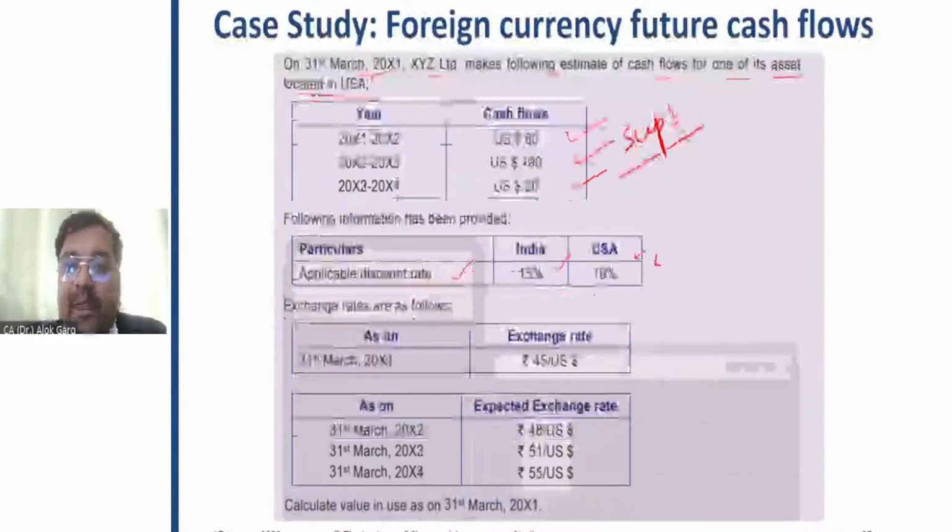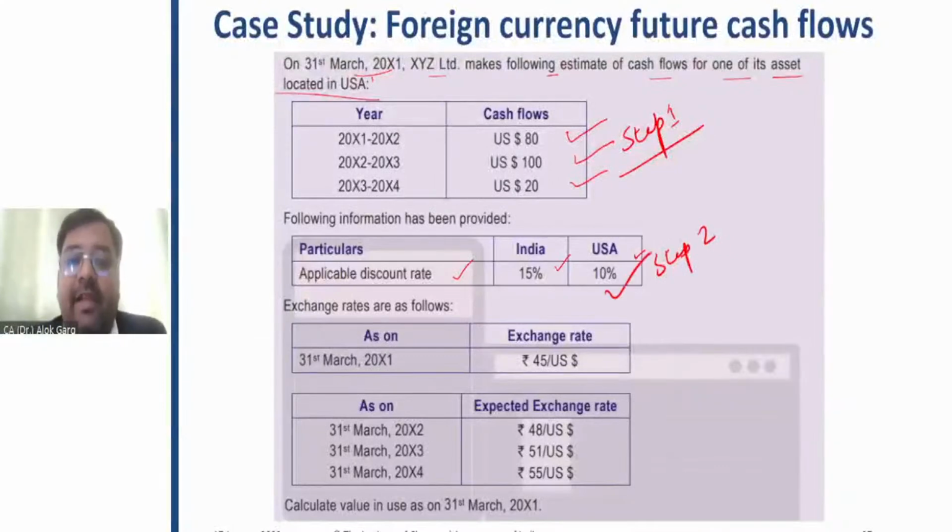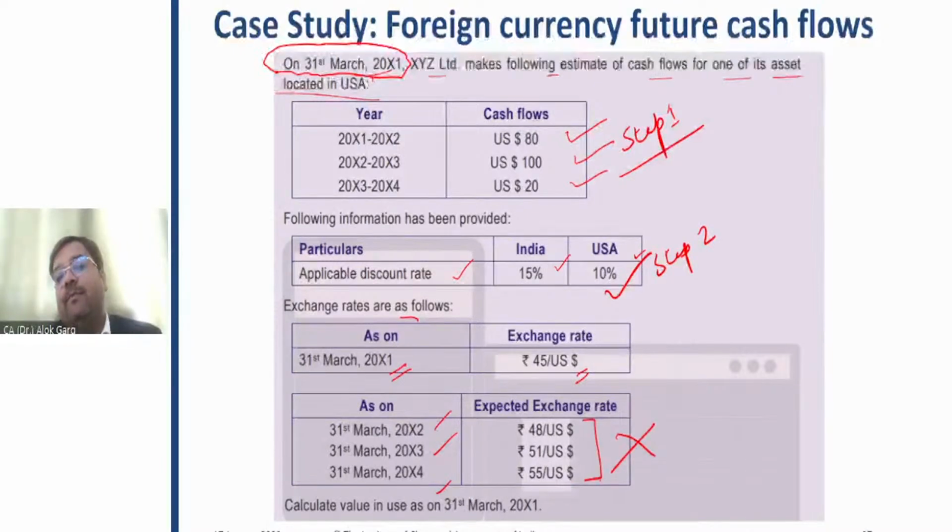10%. Step number 2. You have to take the exchange rate. You are computing your impairment on which date? 31st March 2001. So the exchange rate is given on 31st March 2001 as 45 rupees per US dollar. For every year, the exchange rate is given, but it is not relevant, friends.